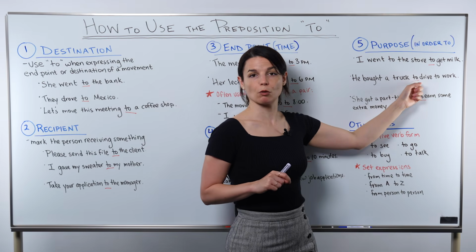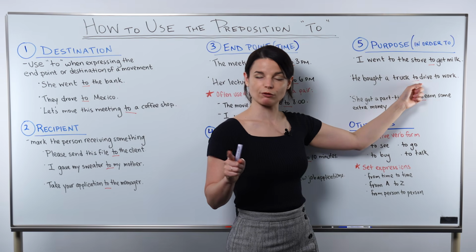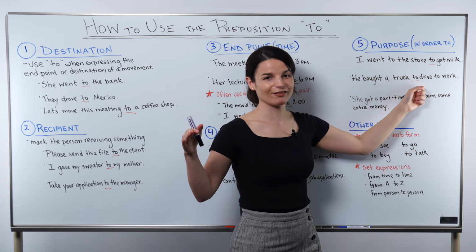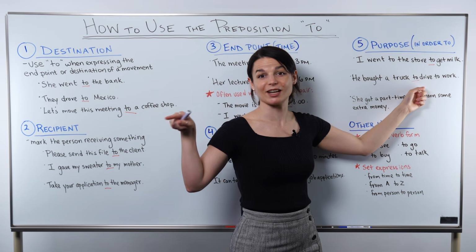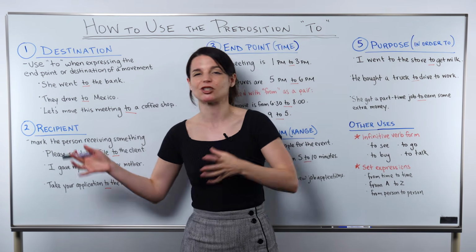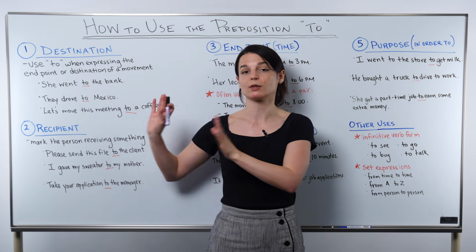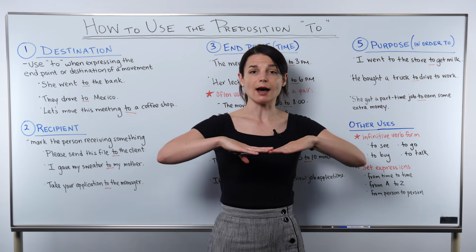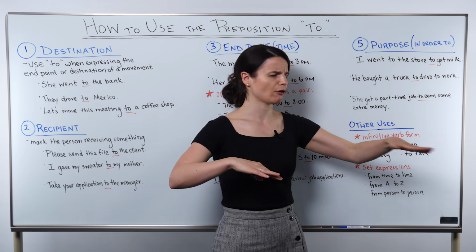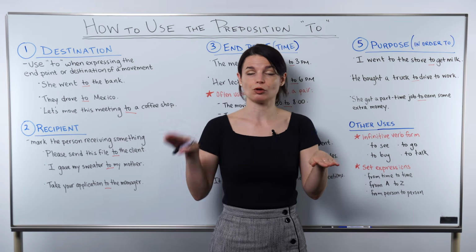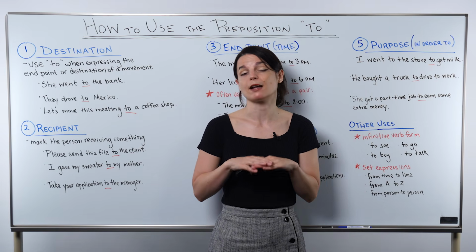We do not use for. He bought a truck for drive to work would be incorrect. You may see some for driving patterns, like for plus the ing form. You may see that he bought a truck for driving for his job or something like that. You might see those kinds of patterns, but we cannot put to and that ing form together, and we cannot put for and drive together. We cannot mix them.